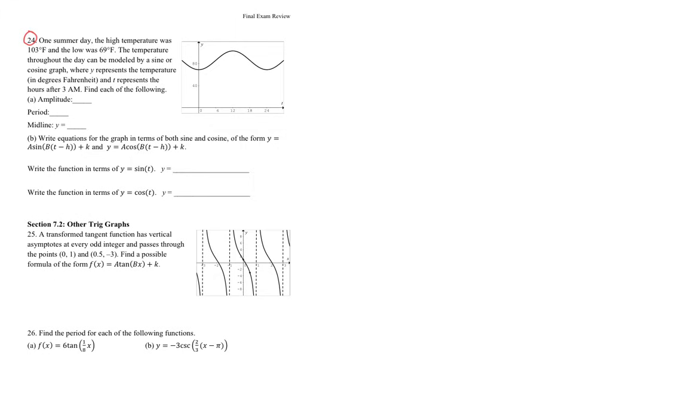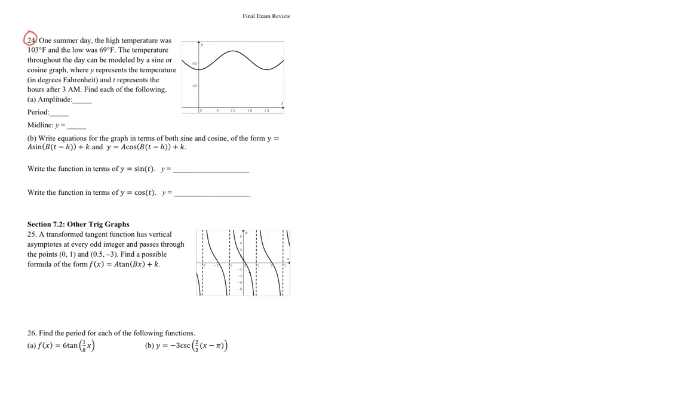One summer day, the high temperature was 103 degrees Fahrenheit and the low was 69 degrees Fahrenheit. The temperature throughout the day can be modeled by a sine or cosine graph, where y represents the temperature in degrees Fahrenheit and t represents the hours after 3 a.m. Find each of the following.